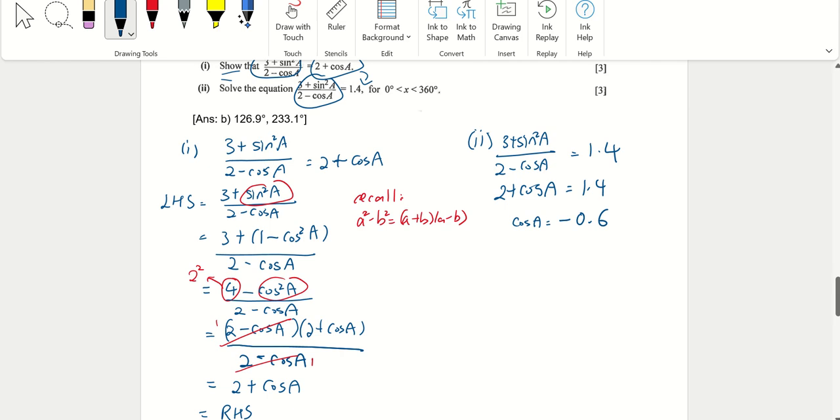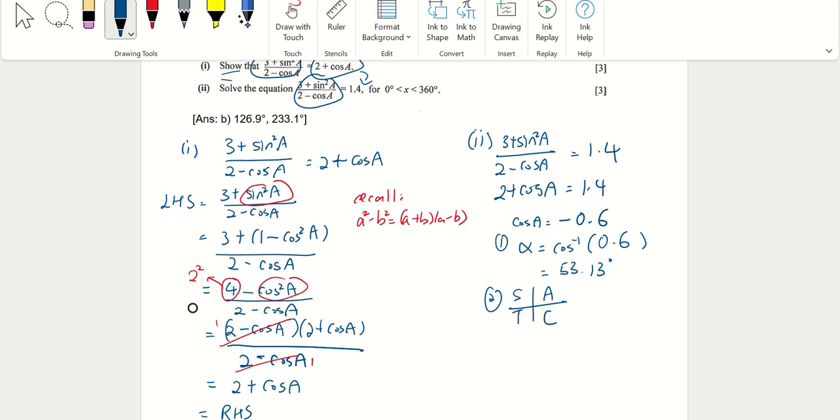Once I have this simple trigo equation, I can go and find my alpha, cosine inverse. So do I put −0.6 or positive 0.6? It must be positive. It will be 53.13 degrees.